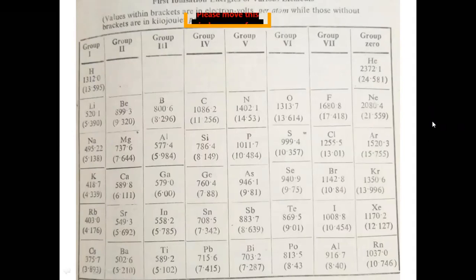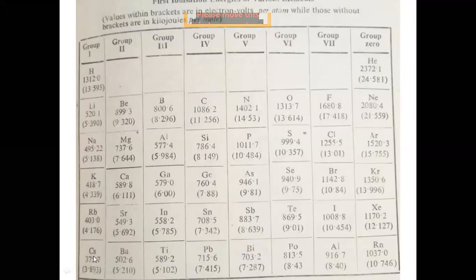You take any group. See here: 899, 737, 589, 549, 502. Here see 800, 577, 579, 558 and 589. There is a small increase here. These are all anomalous behavior. And see here also: it is 1086, 786, 760, 708 and again there is a small rise. A small increase.